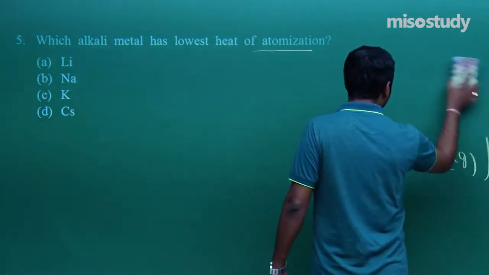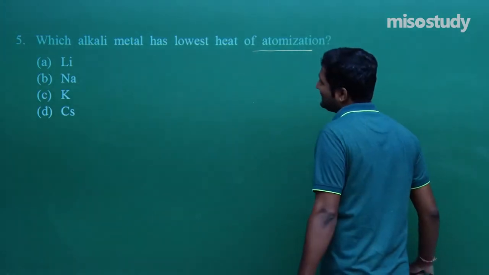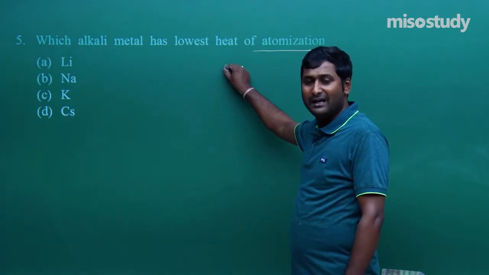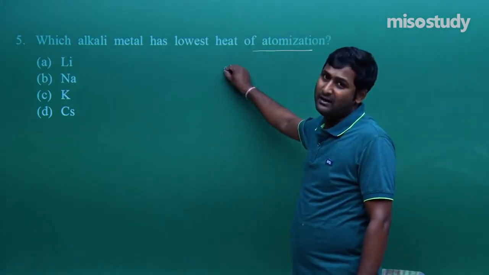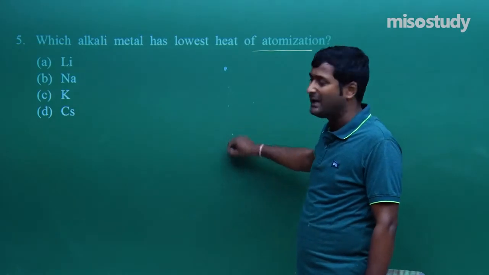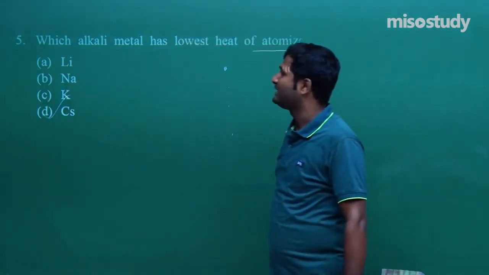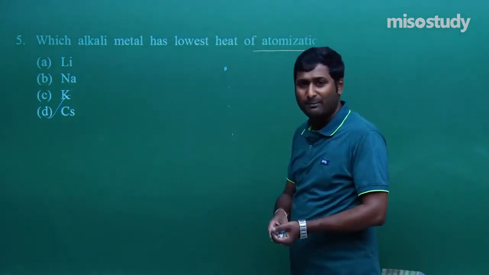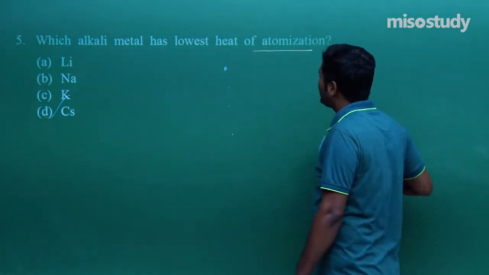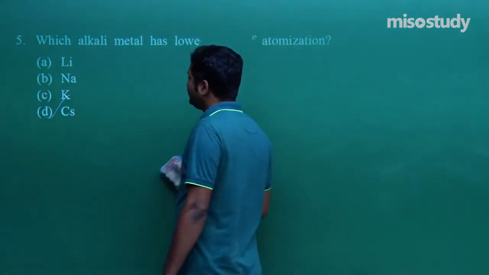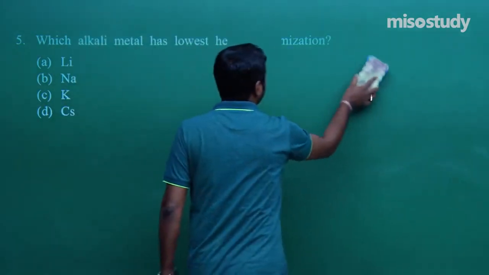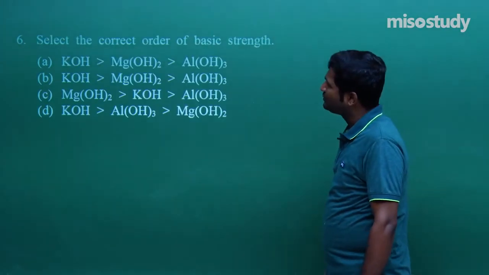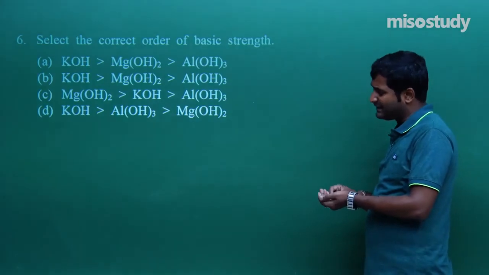For the lowest heat, as we know, if we move down the group, the size increases. If size increases, then it's very easy to convert. First comes lithium, second sodium, potassium, rubidium and cesium. So the correct option is cesium. Clear to you? I think now you can easily solve such kinds of questions. As I told you earlier, this is a complete theory based question, and you can easily solve it. Wait for a moment. Come to the next one. Select the correct order of basic strength.